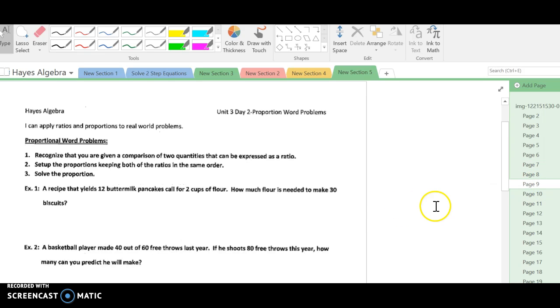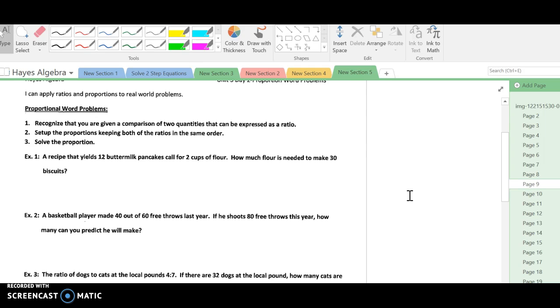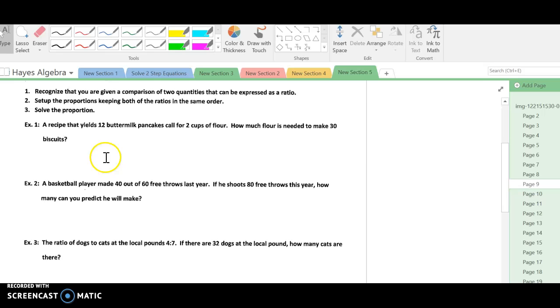So let's move on to day 2 notes. These word problems should be pretty straightforward. You just have to make sure, 1, again, you keep the order the same, and 2, you read the entire problem.